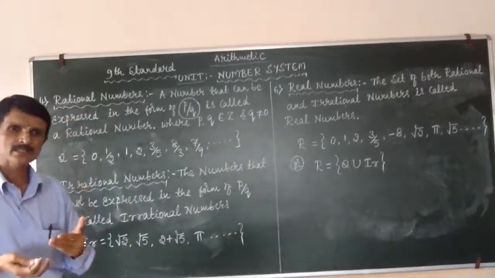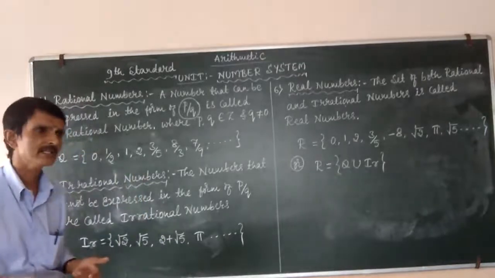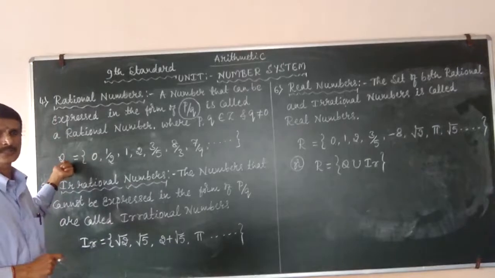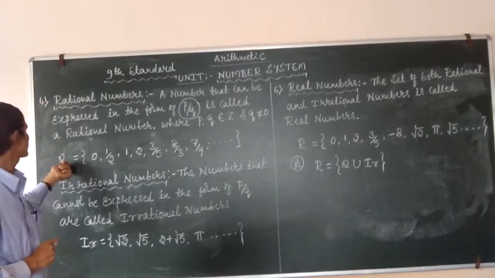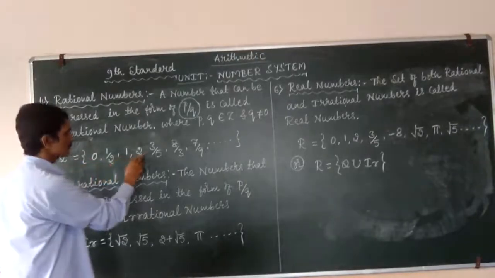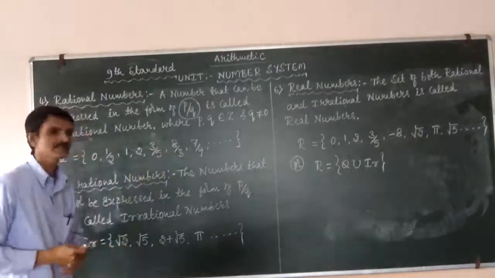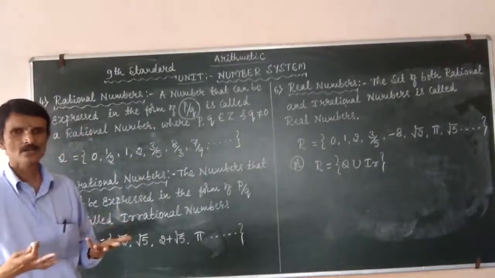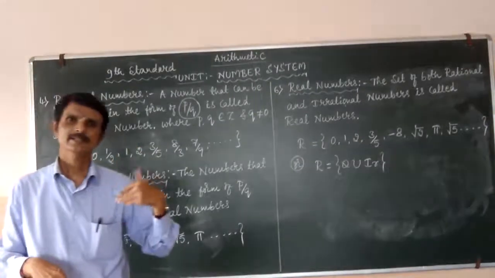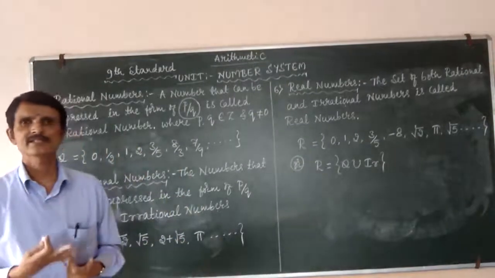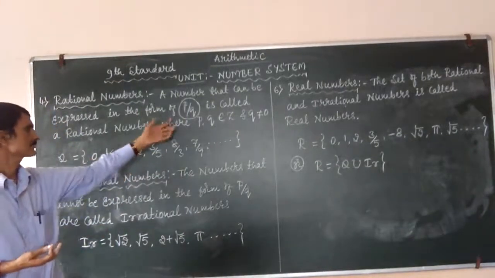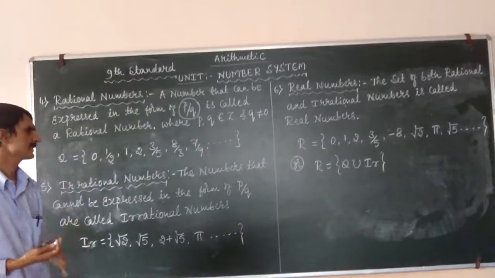Rational numbers are represented by Q. So Q equals 0, 1 by 2, 1, 2, 3 by 5, 8 by 3, 7 by 9, etc. They include all the natural numbers, whole numbers, and integers, that means they can be expressed in the form of p by q.